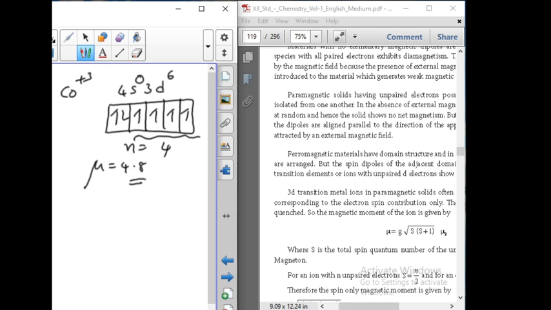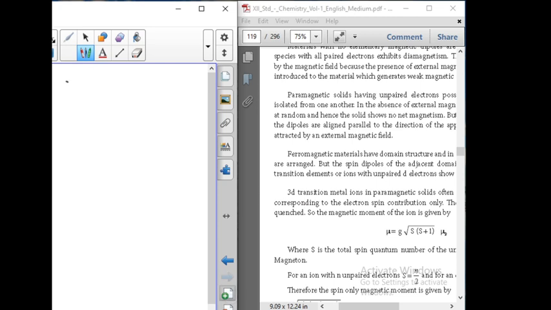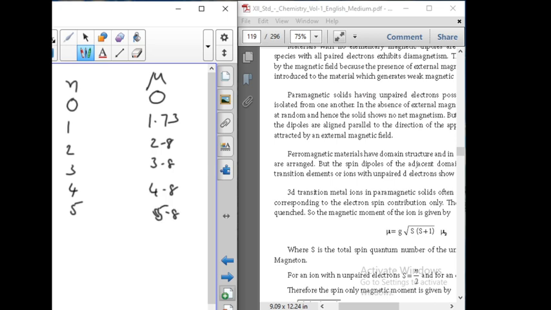But simply you can memorize the number of unpaired electrons and its magnetic moment. If the number of unpaired electrons is 0, the answer is 0. For 1 it is 1.73, for 2 it is 2.8, for 3 it is 3.8, for 4 it is 4.8, and for 5 it is 5.8. Enough. This is the magnetic moment calculation. Magnetic moment is in Bohr magneton units. So this is about how to calculate the magnetic properties of the elements. Thank you very much, guys.